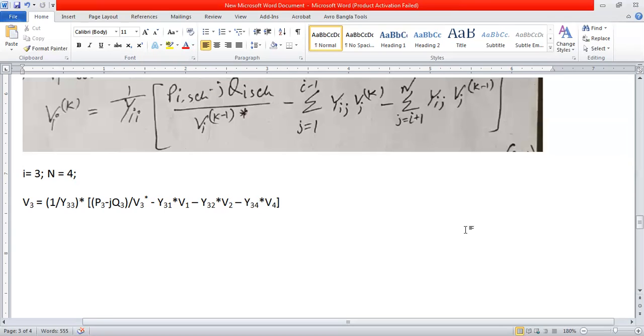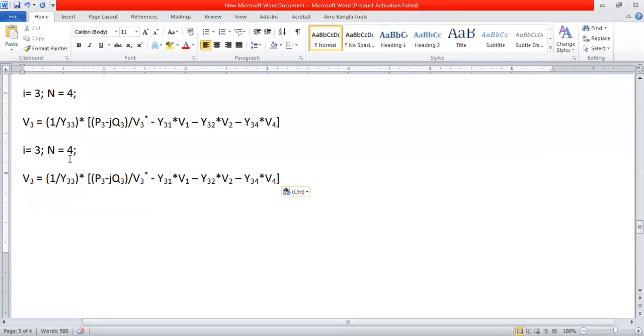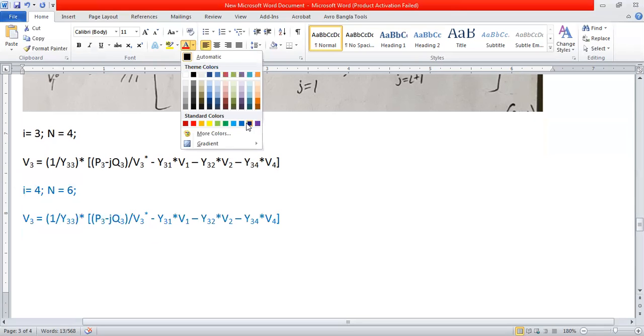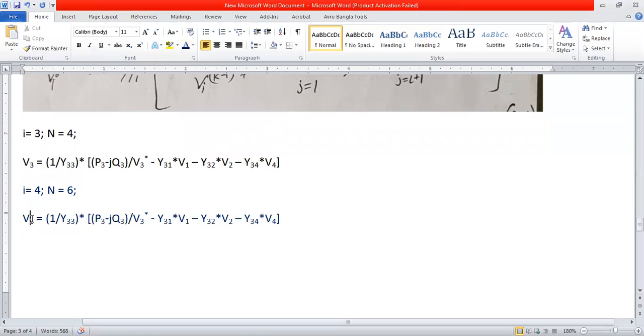Now for another example, we consider there are 6 buses in this power system, and we want to calculate the bus voltage and magnitude of bus 4. So the value of I is equal to 4 now. This is the new problem. So here there should be V4, because we want to calculate the bus 4 voltage, and the total number of buses of the power system is 6.